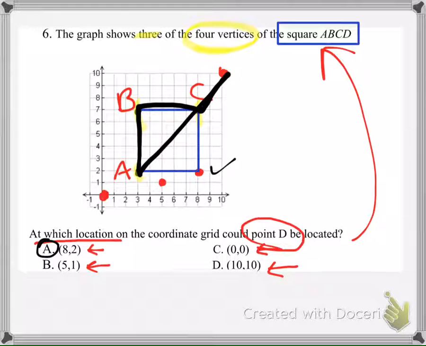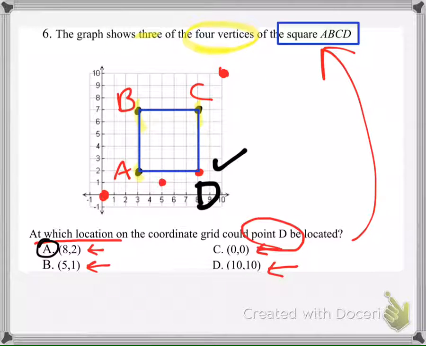So obviously, oops, let's see how I do that. Okay, so obviously the only answer choice that worked was this one right there, which would be point D, and that was the very first one. So answer choice A is the correct answer for number 6.